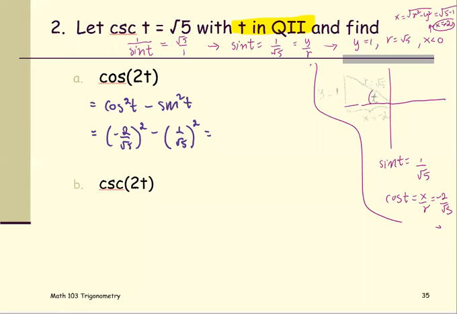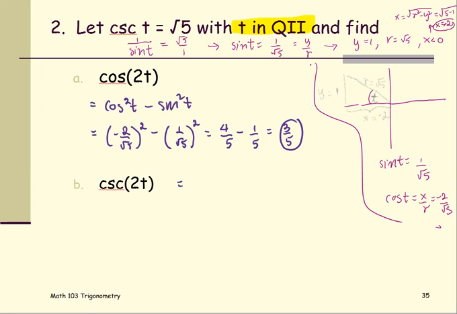Simplify the numbers. Negative 2 over square root 5 quantity squared gives us 4 over 5, subtracted by 1 over square root 5 squared, which is 1 over 5. The number comes out to be 3 over 5 as the value of the cosine of double angle t. The next part is the cosecant of 2t.